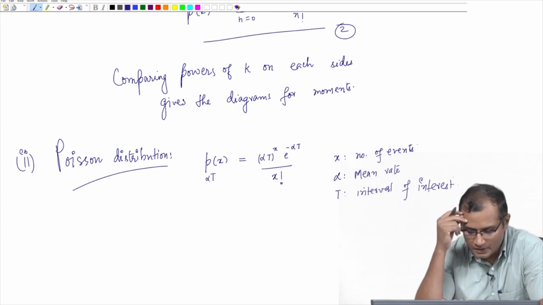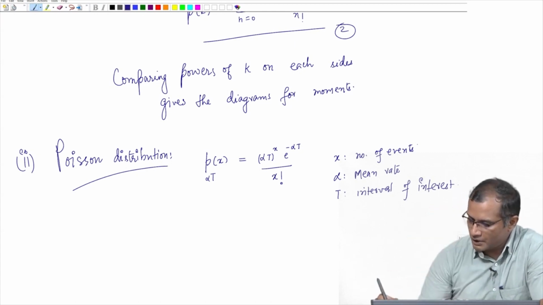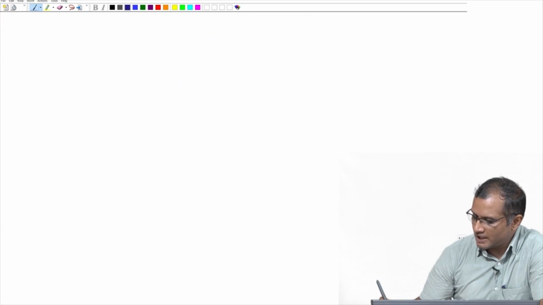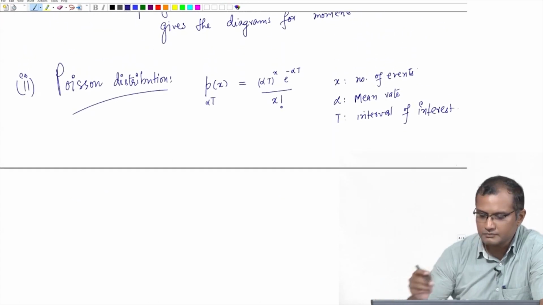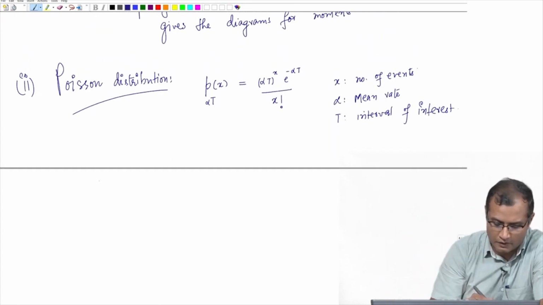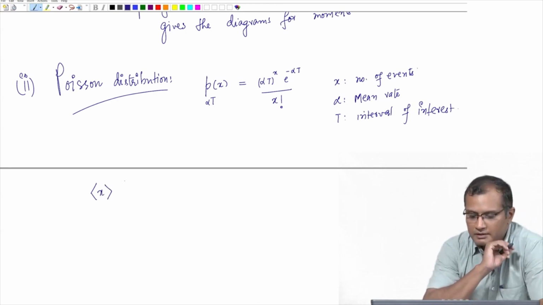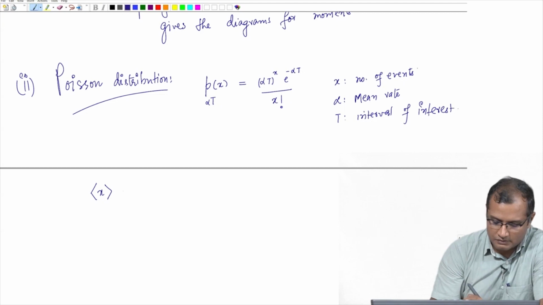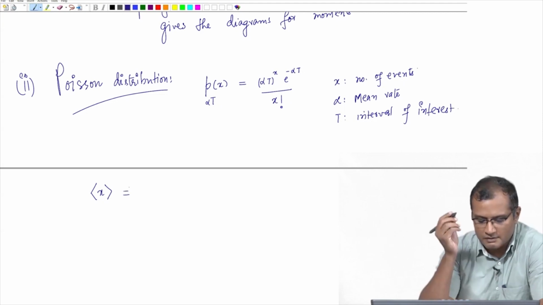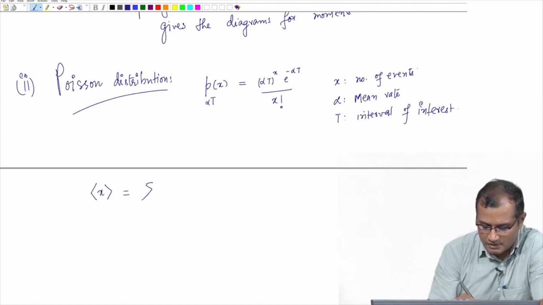Okay. So, now if you want to compute averages in this distribution, so you want to know what is the average x, then you basically have to sample x in this distribution, that is the brute force.